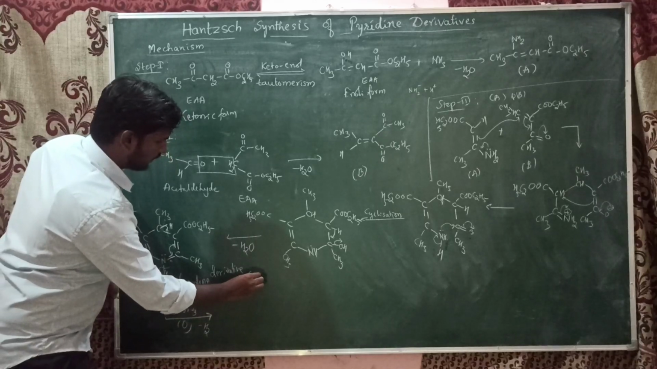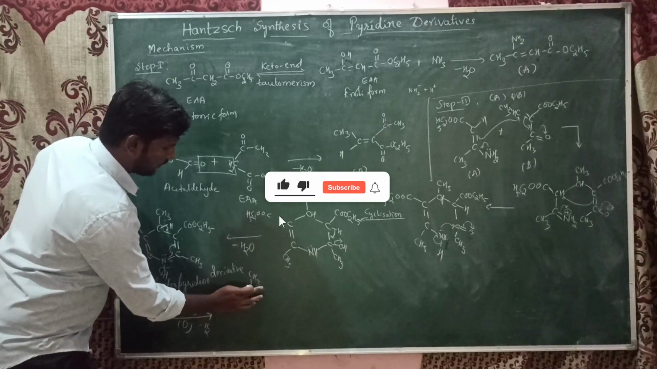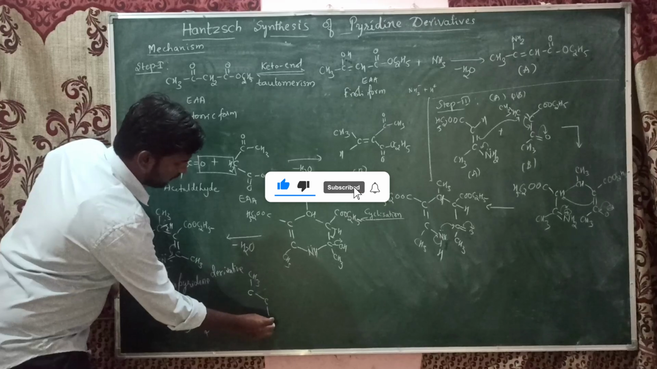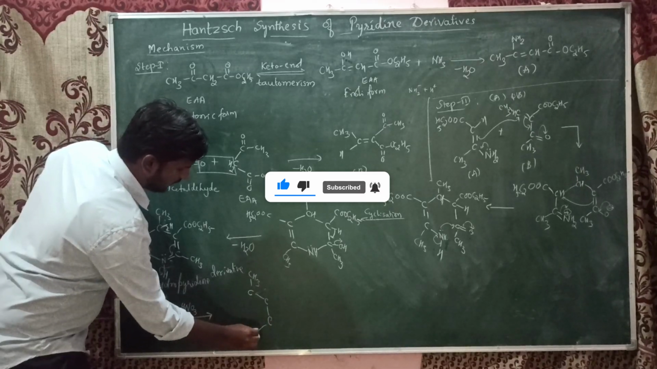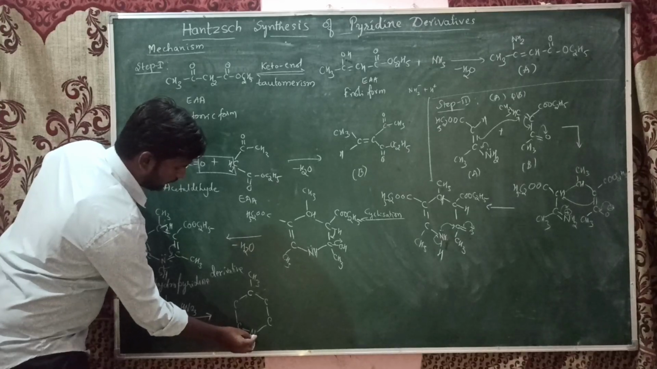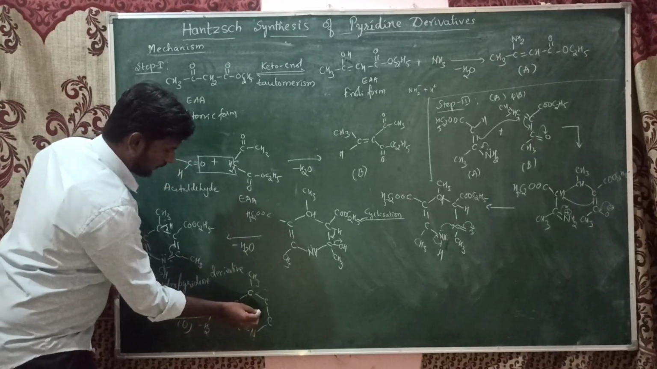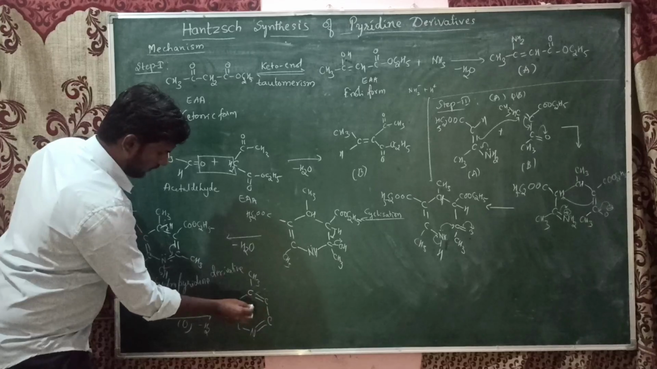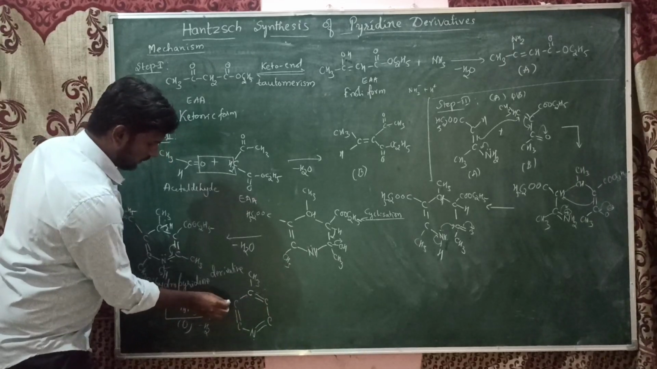C, CH3, C, C, N. This becomes a double bond, this becomes a double bond, this is also a double bond. A pyridine ring has formed.